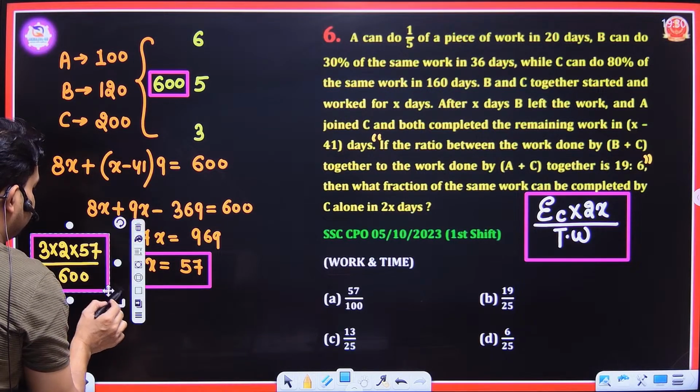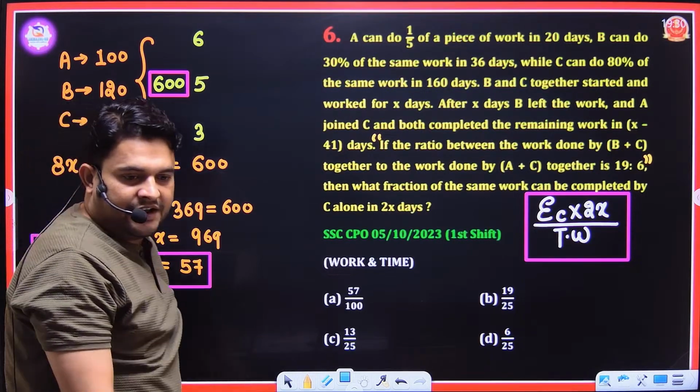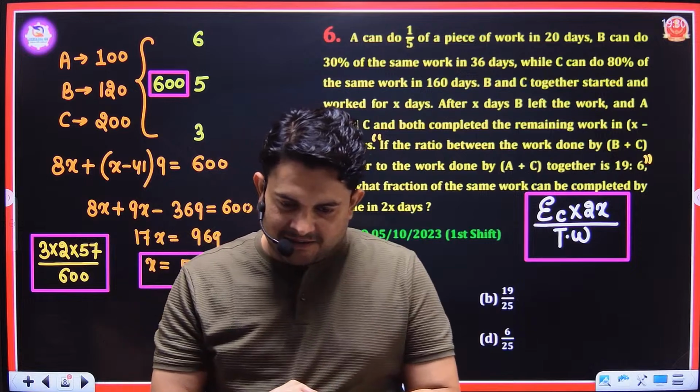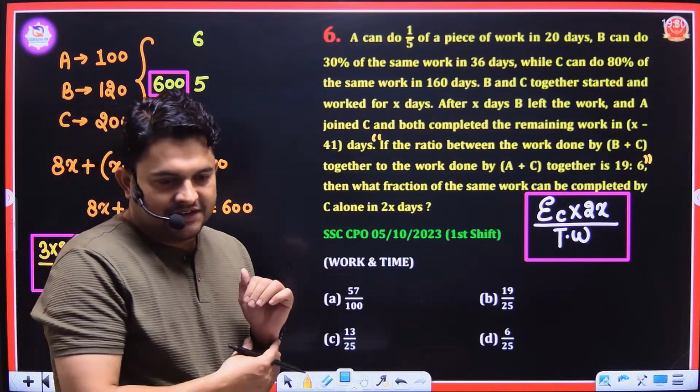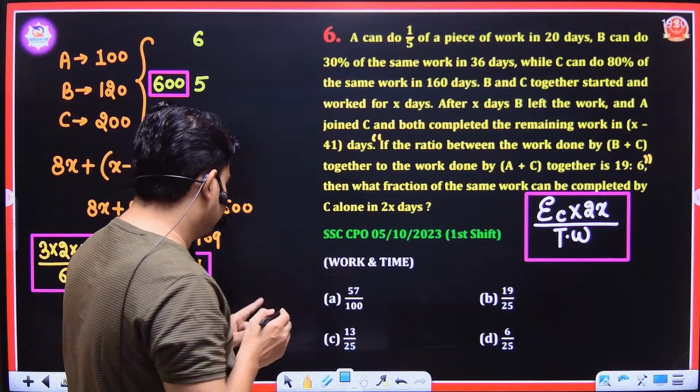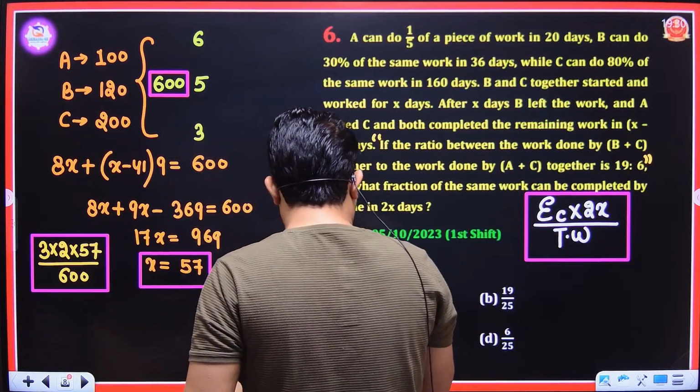Has anyone given the answer? Neha, Akshit, Payal, Anamika, Star Academy. Shreya, your answer is wrong. Very good. Guys, you are doing well.